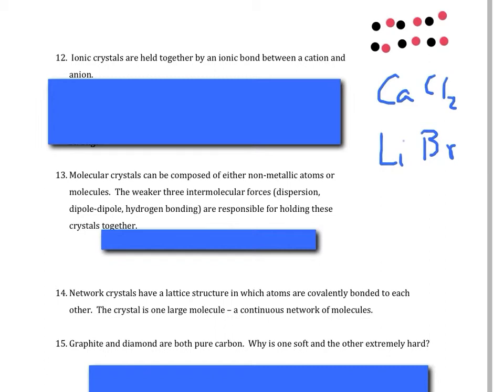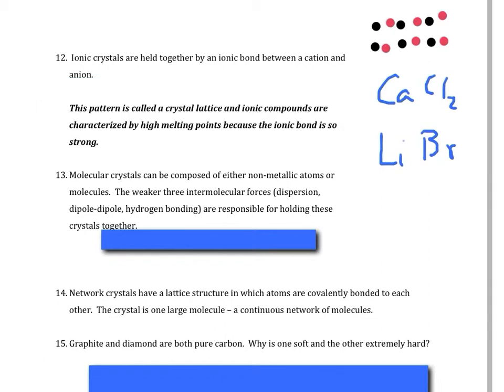Ionic compounds, as I've just stated, are characterized by high melting points because this ionic bond is so strong. Next, we'll come to molecular crystals. These are molecular structures. These are molecules, or they could be single atoms. Now, what holds them together are these intermolecular forces we've previously discussed. Water is an example. Let's draw some water molecules.